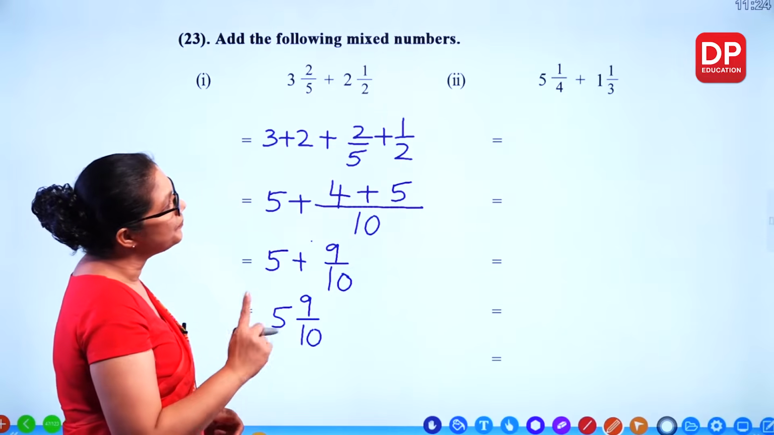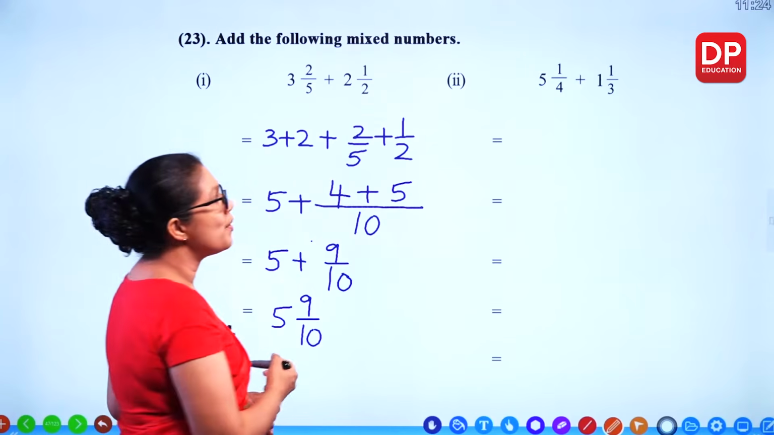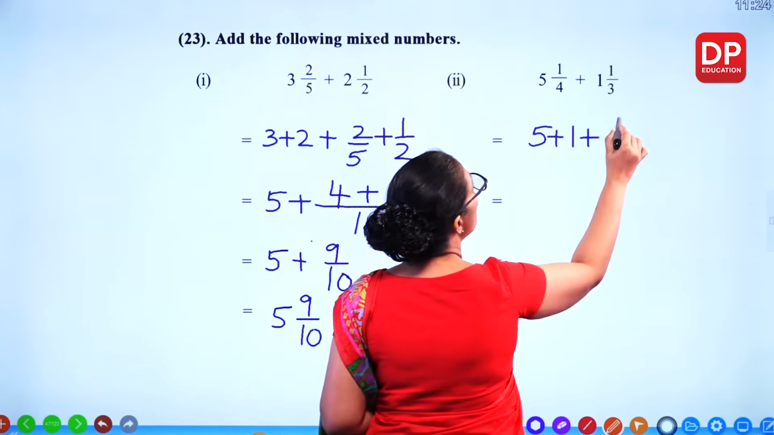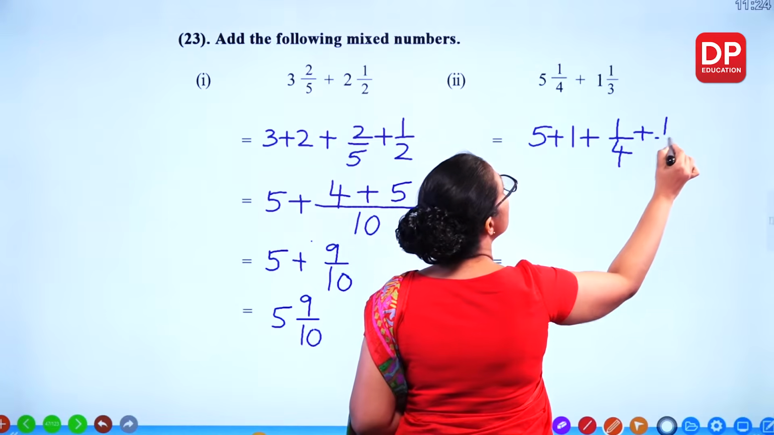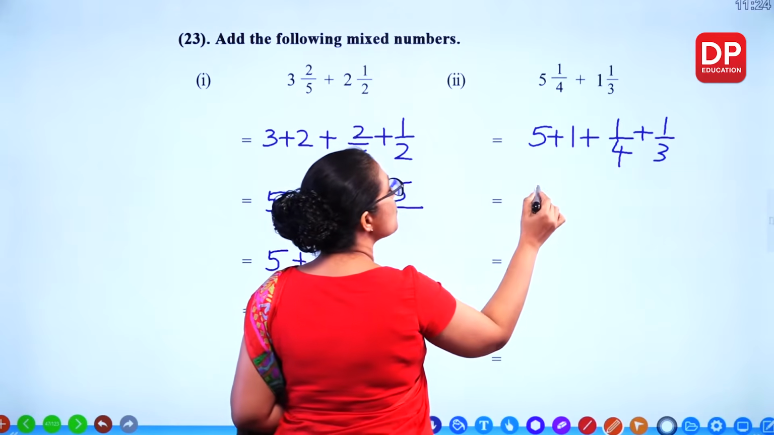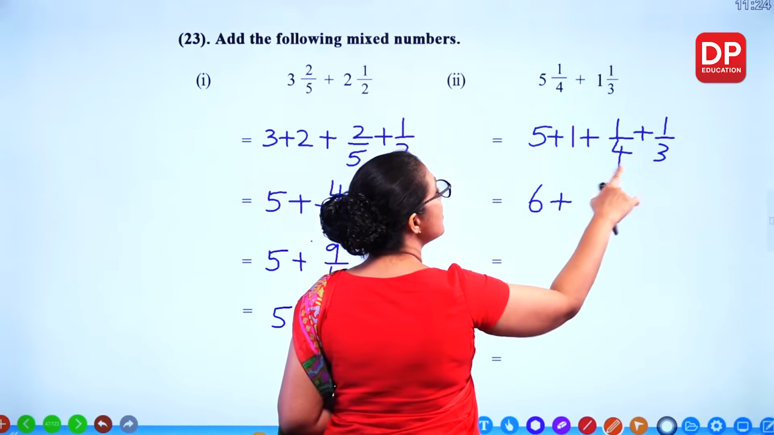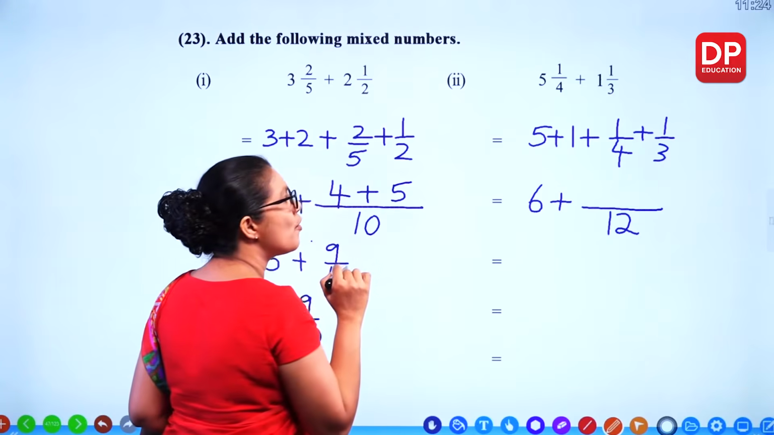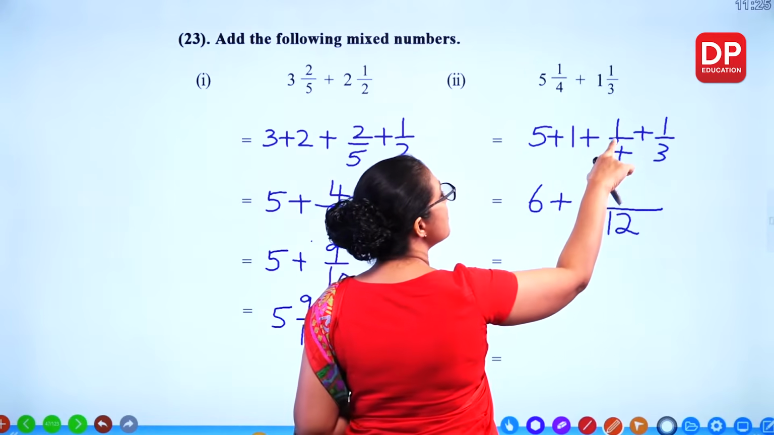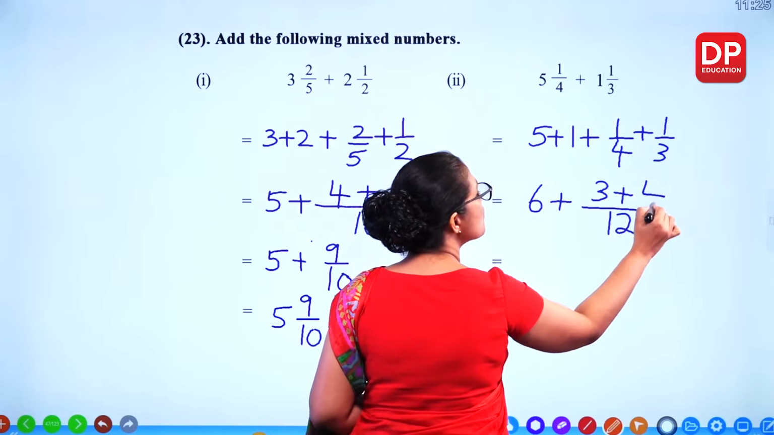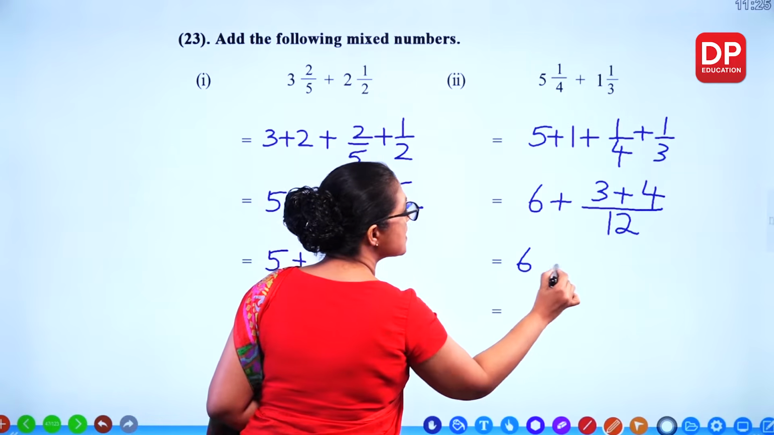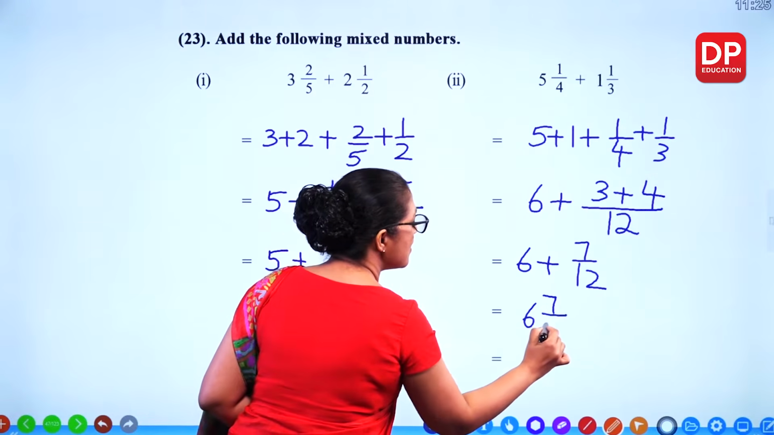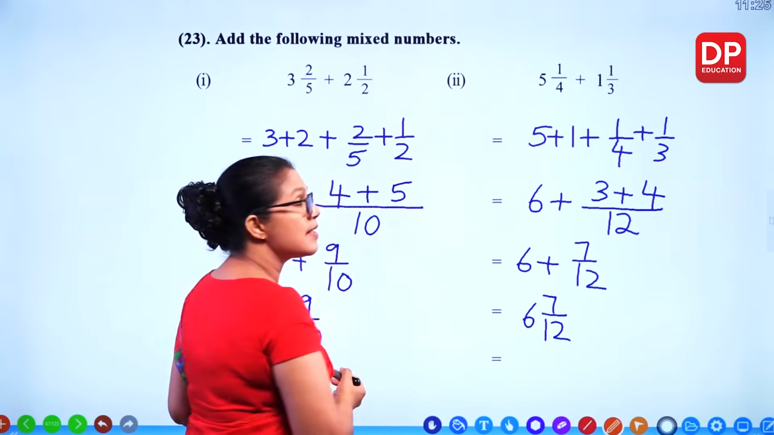These two. First add the whole numbers. 5 and 1. Then 1/4 and 1/3. So 5 plus 1 is 6. 6 and here 4 and 3, what's the common denominator? That's 12. Convert both to 12 denominator. 3 times 1, 3. 4 times 1, 4. So 6 and 7 over 12. You can write 6 and 7 over 12 together as a mixed number.